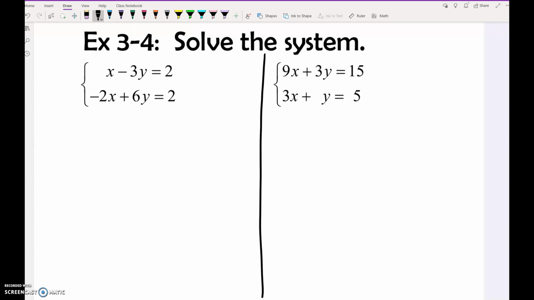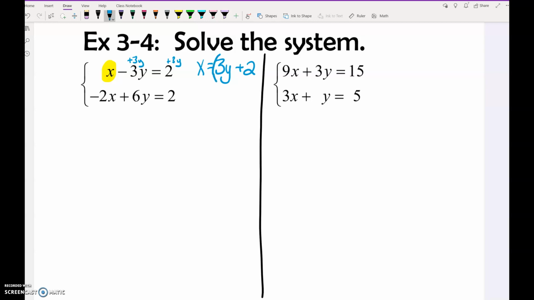On these two examples, they are not set up nicely for substitution, but again, I want you to do the least amount of work possible. So when I look at this example 3, I see that the first x doesn't have a coefficient. There's no number in front. So I could pretty easily add 3y to both sides to get x equals 3y plus 2.